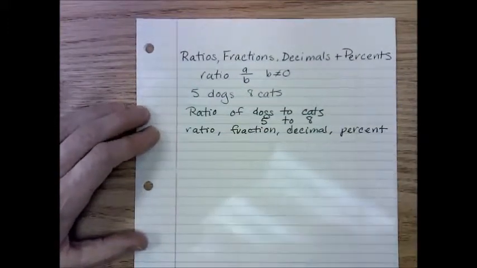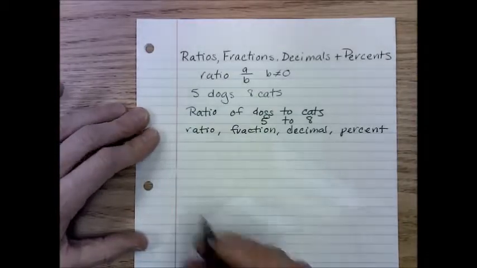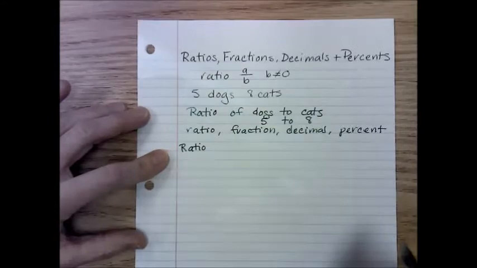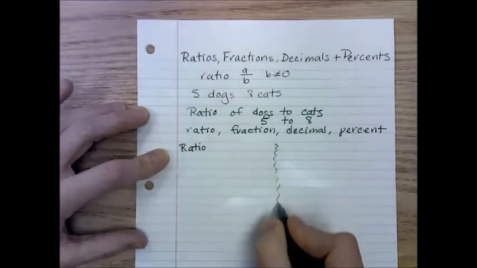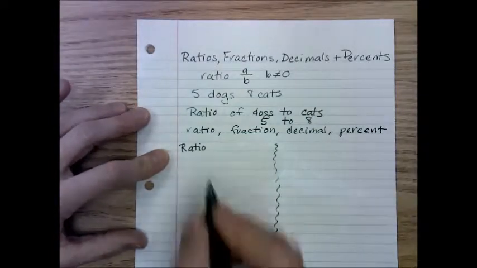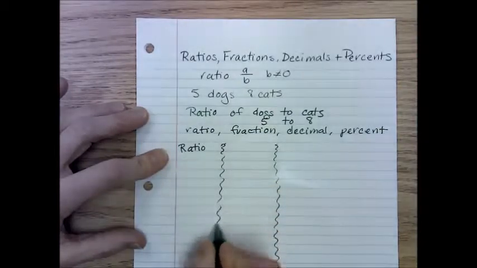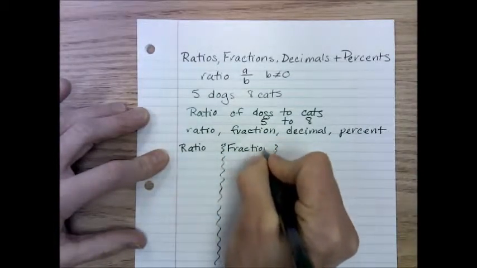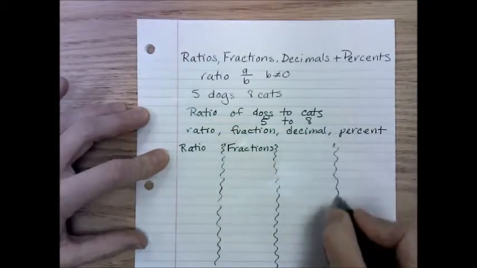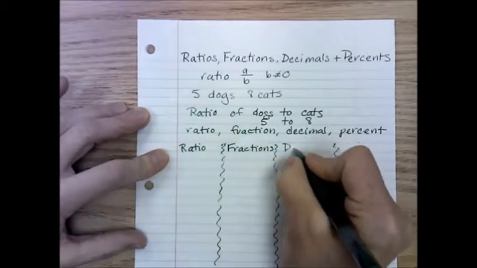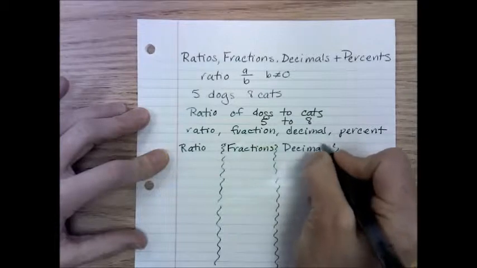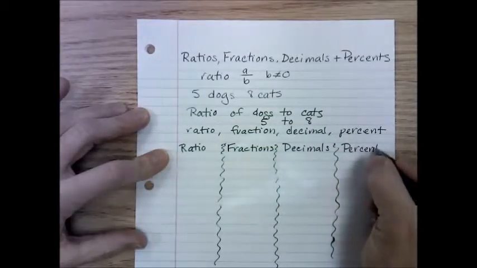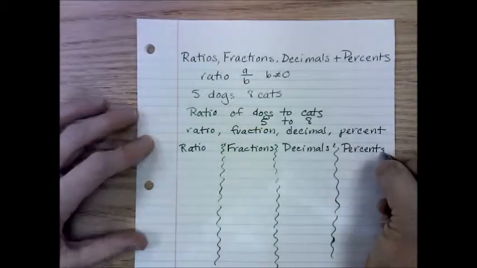I like to first draw a chart with a couple of columns. I like to start with ratios on the left. And it's going to have 4 columns, so I'll put a little squiggly down the middle. So ratios. And in the middle here, we would have our fractions. And then we would have our decimals. And in our last column, we will put our percent form.